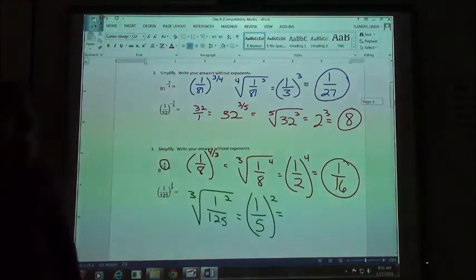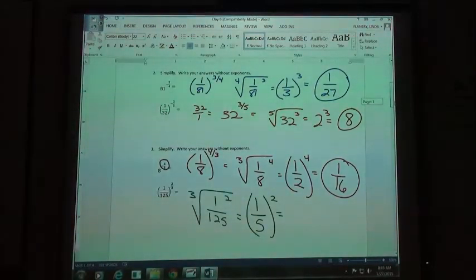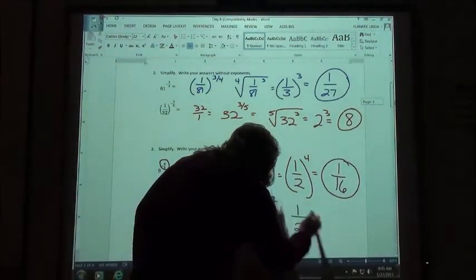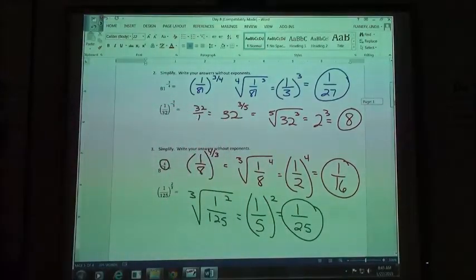And 1/5 squared would be 5 times 5 is 25. 1/25. So 1 over 25 for your answer.